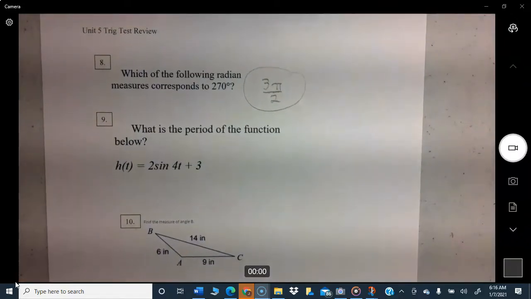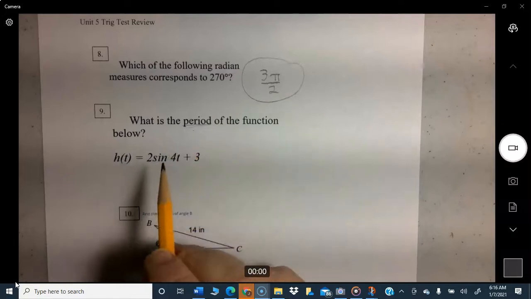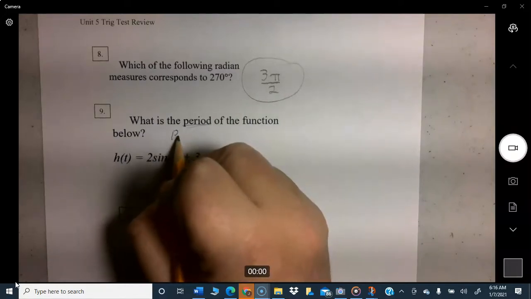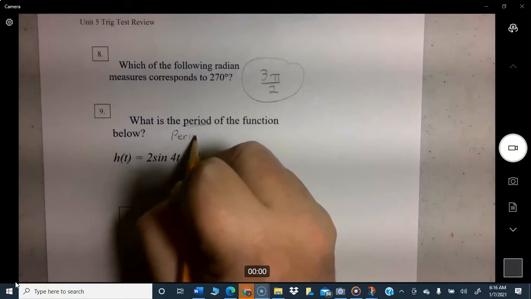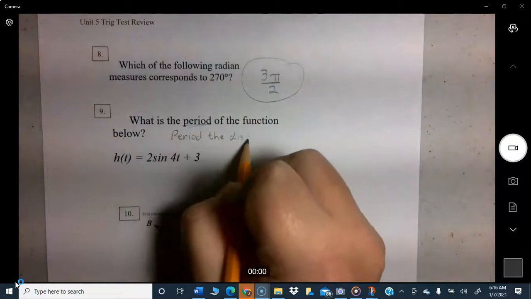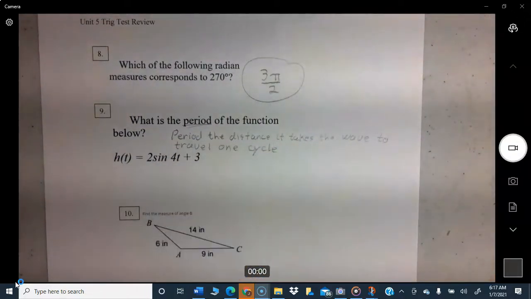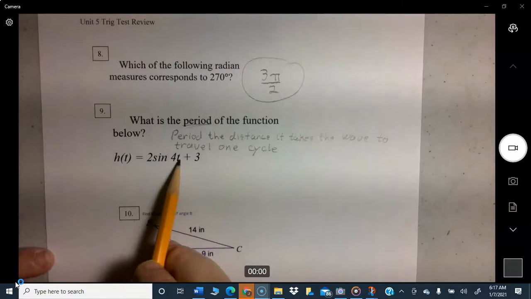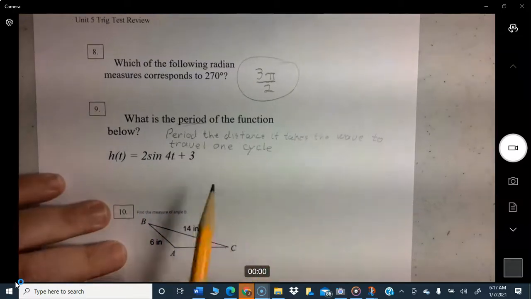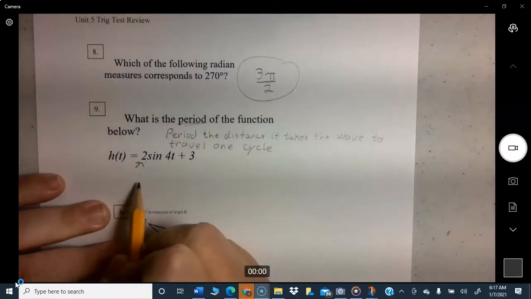Okay, what is the period of the function below? We didn't use the word period in class a lot, but period is the distance it takes the wave to travel one cycle. In physics it's an amount of time, so that's why there's a t there. Let's remind ourselves what these numbers mean. This is the height of the wave. It's how tall the wave is.